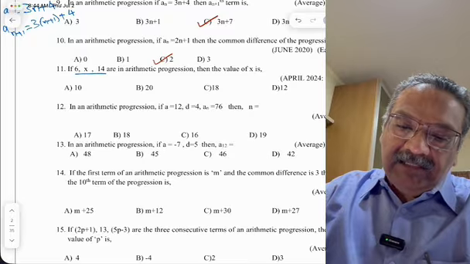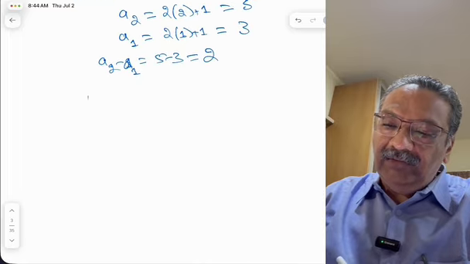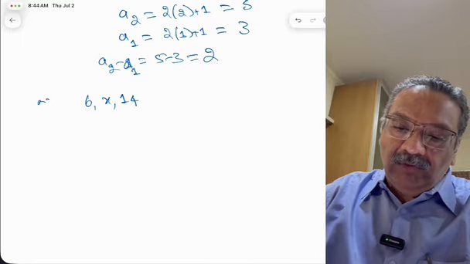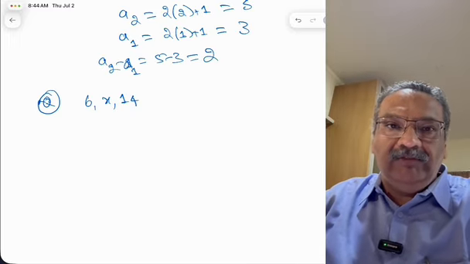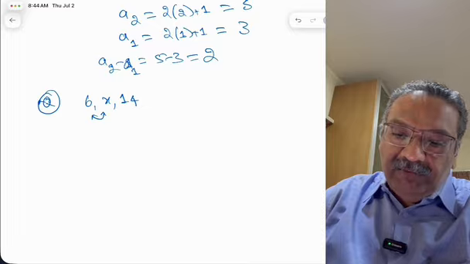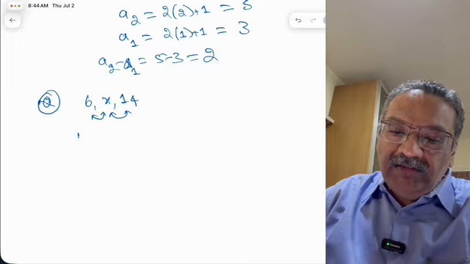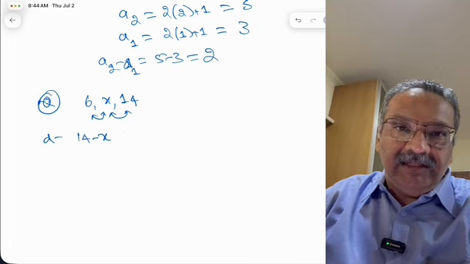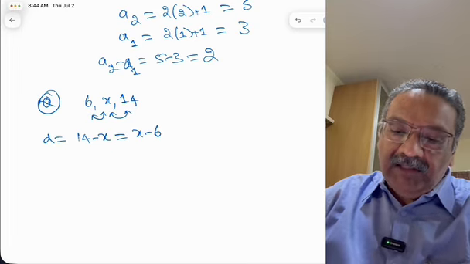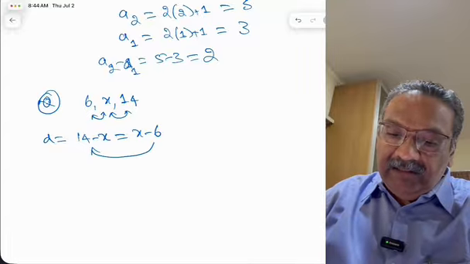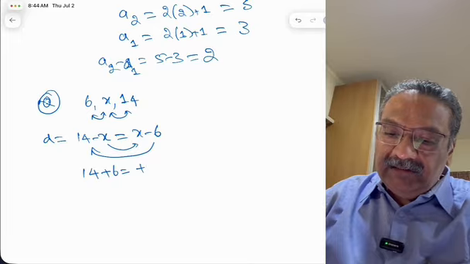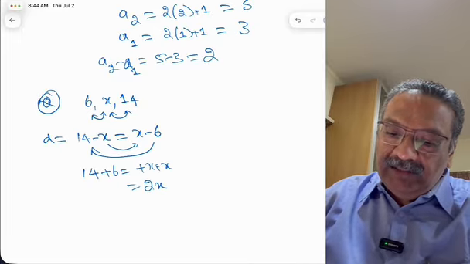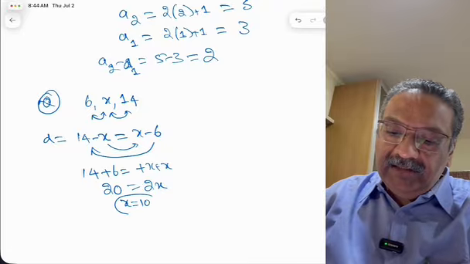If 6, x and 14 are in AP, then the value of x, what is being asked. Two ways of solving this. One is the common difference between 2 and 1 will be the same as between 3 and 2. That is 14 minus x will be the same as x minus 6. So I will take this x this side, bring this 6 this side. Minus 6 becomes plus 6, and minus x becomes plus x. So plus x is 2x, 2x is equal to 20, x is equal to 10.